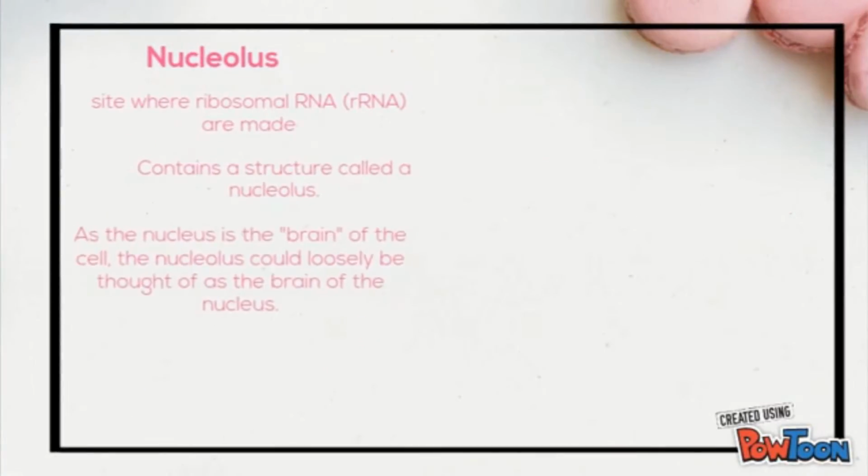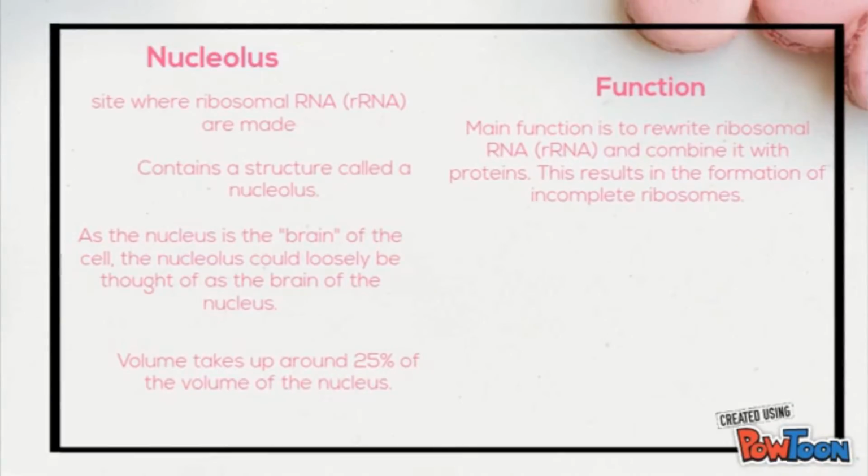Site where ribosomal RNA are made. The nucleus of many eukaryotic cells contains a structure called a nucleolus. As the nucleus is the brain of the cell, the nucleolus could loosely be thought of as the brain of the nucleus. The nucleolus takes up around 25% of the volume of the nucleus.